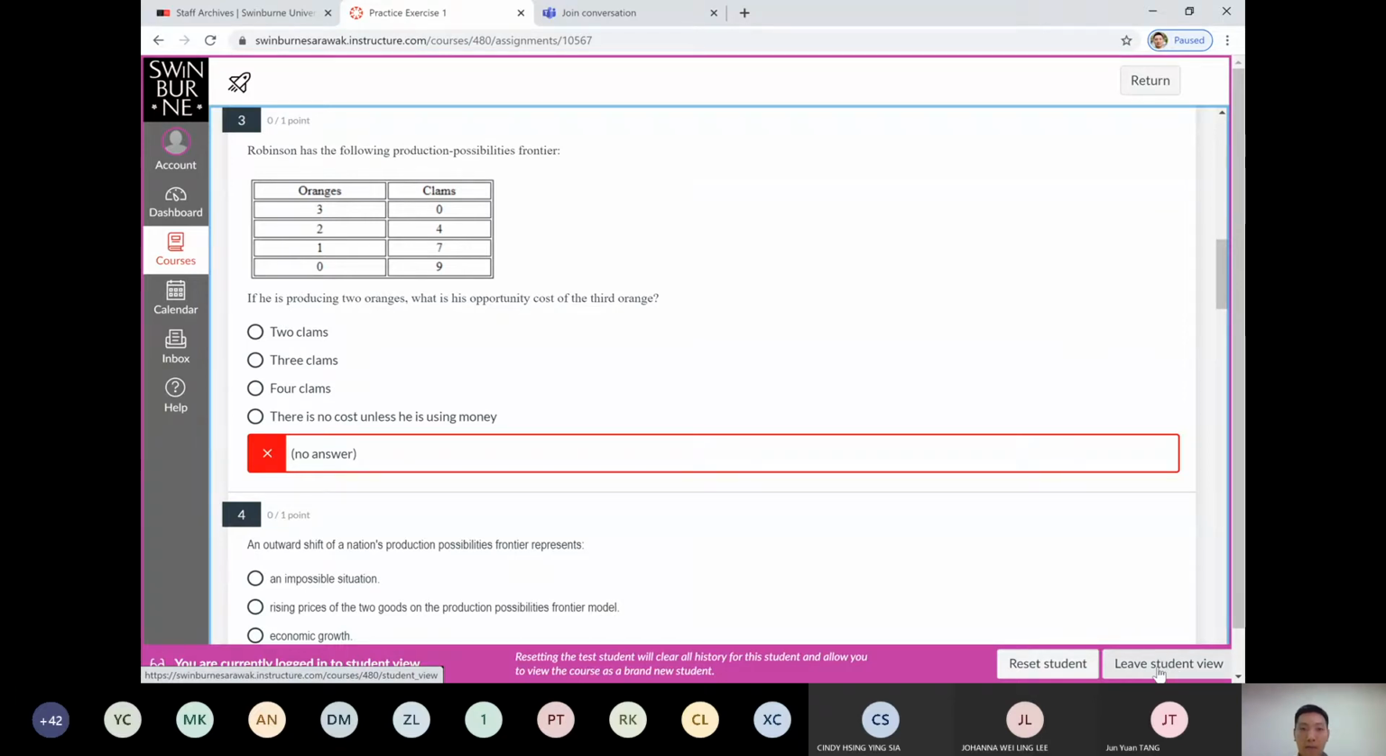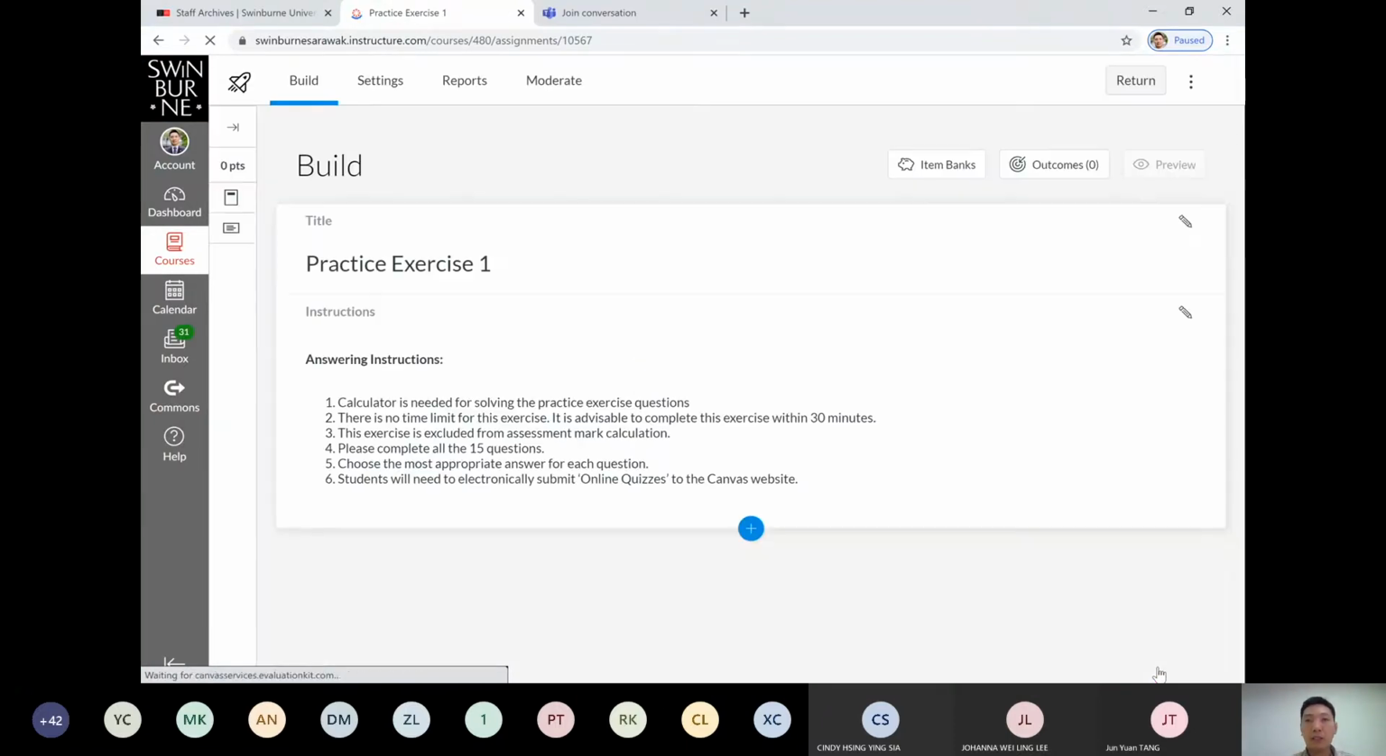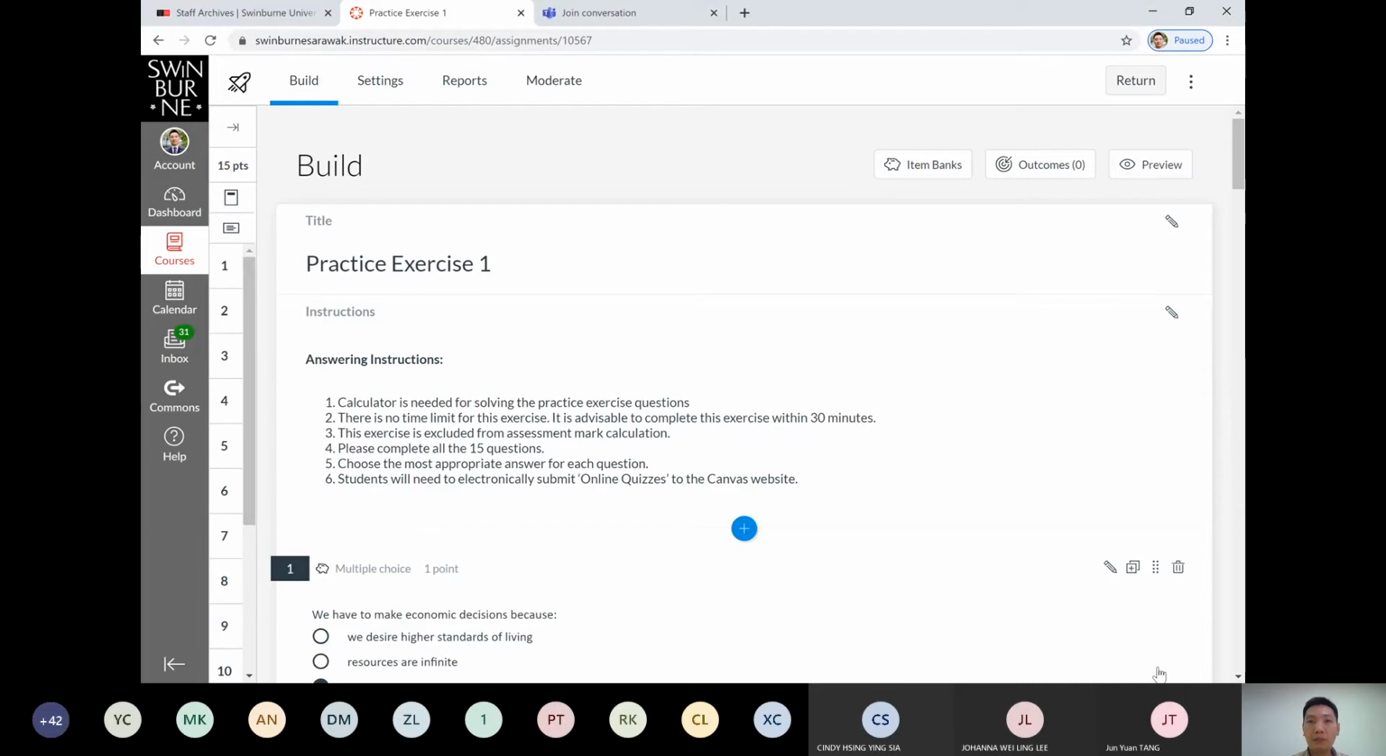Any questions so far on the setup of the online quiz? Any problems so far? So far so good? Also, don't worry, for practice exercise you can try as many times as possible because the marks will not be counted in your final score. It's only for practice purposes. So you can try as many times as you want.